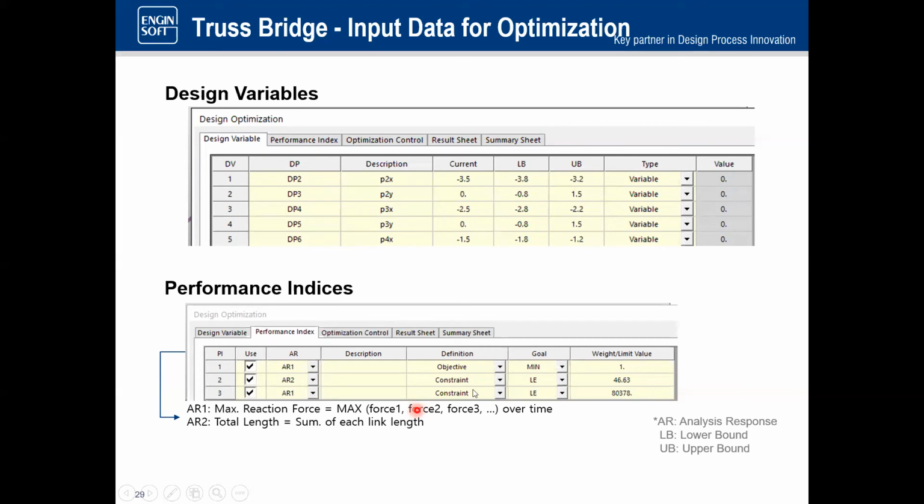And the reason we do that is that, since it's going to try to minimize, we want to have a limit of what the maximum value is. So that's why we can apply the same performance index or the same analysis result in two different ways. One is an objective, one is a constraint. So AutoDesign is very flexible to allow that to happen.